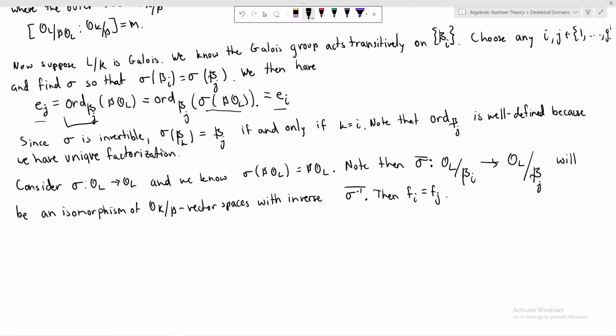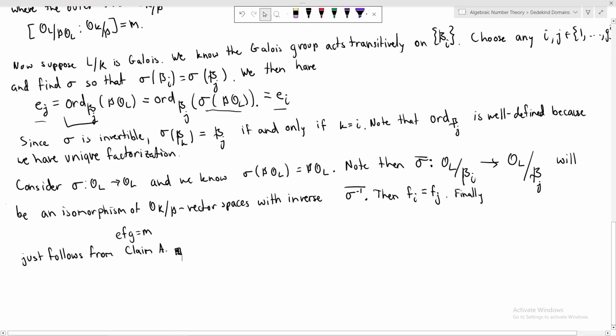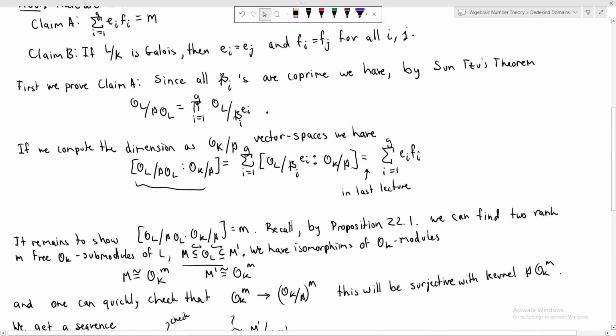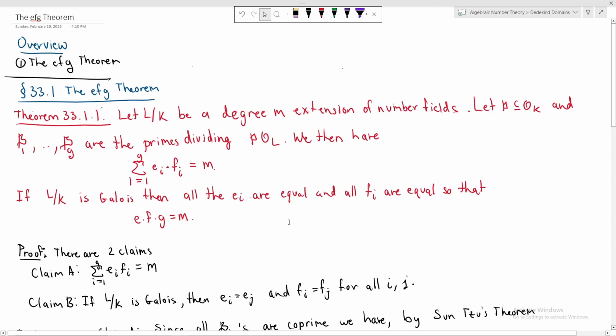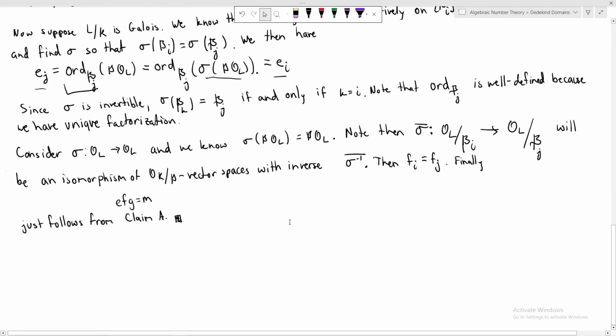And then finally, the efg fact. The fact that efg equals m just follows from claim A. Okay. So that's the proof of the efg theorem. There's nothing too terribly complicated going on here. The lemmas from the previous lecture really did the bulk of the work.